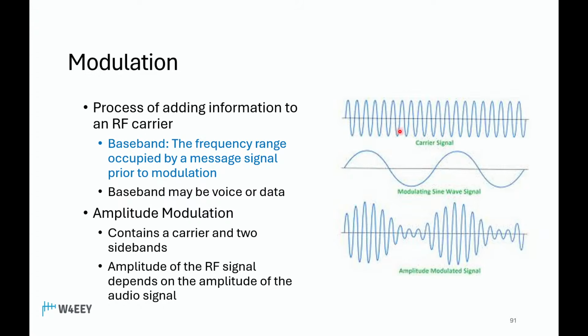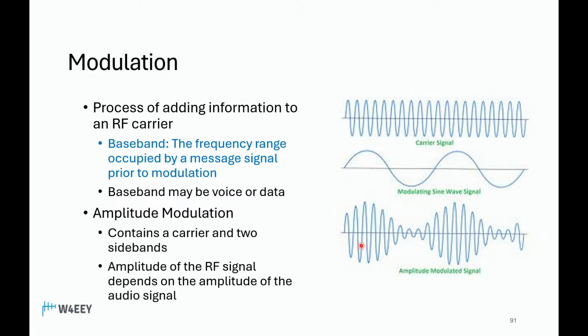So we need a carrier signal. We need some kind of a signal that will carry that audio information across the country on an RF signal. So that's why it's called a carrier signal. So the process of modulation, we're going to take the audio signal and impress it on the carrier signal to wind up with something that looks like this.